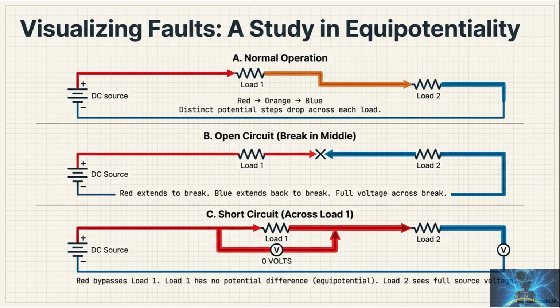The key mental model: voltage is not used up gradually by distance. It drops across impedance. So you look for where the expected voltage drop is missing or displaced.